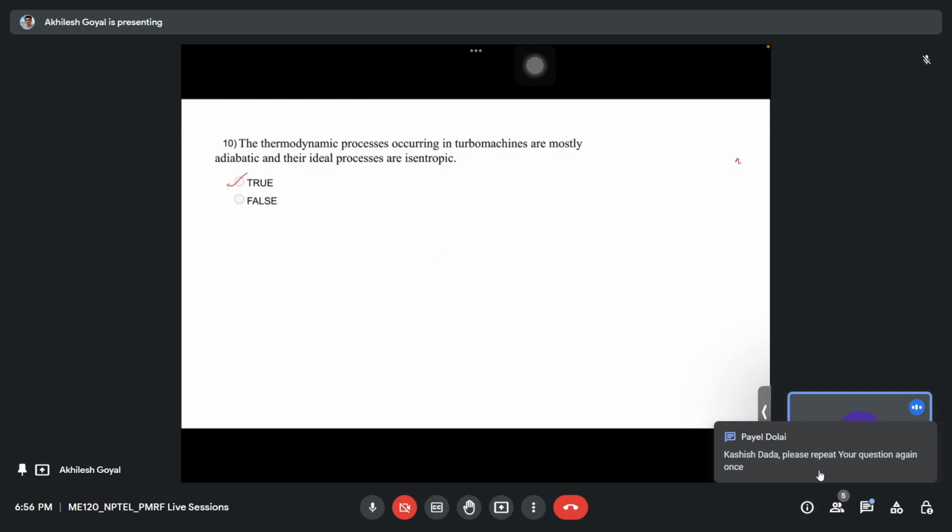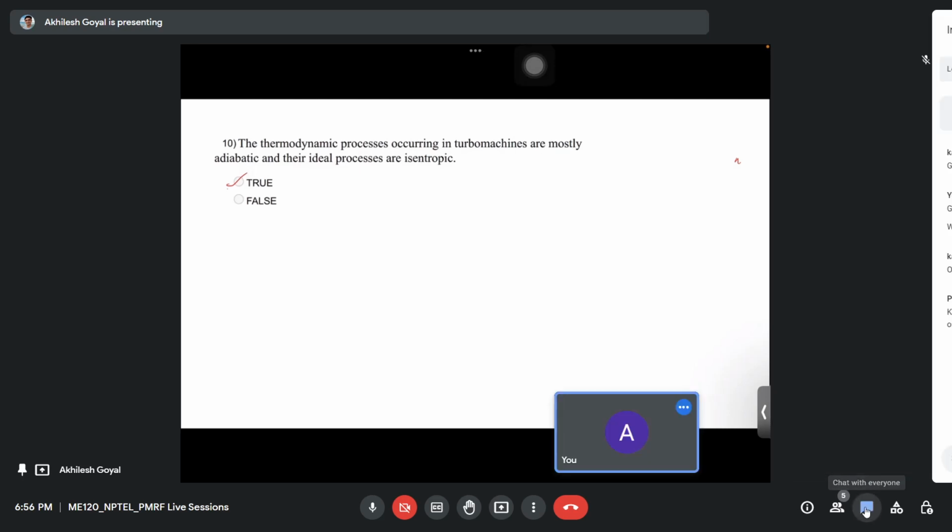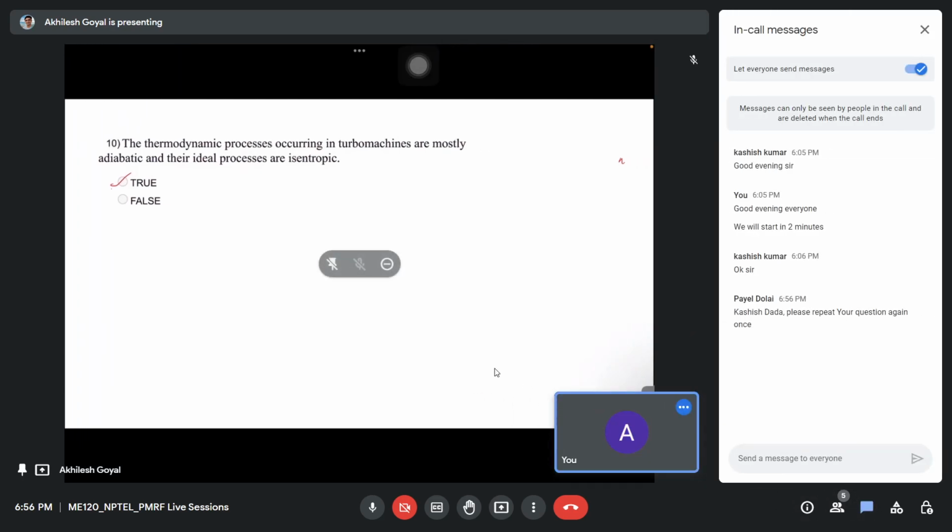Kashish, okay. Kashish was asking. If Kashish is here, you can repeat your question. Sir, I am asking which velocity is higher in a turbojet engine, inlet or exit? Which should be higher?